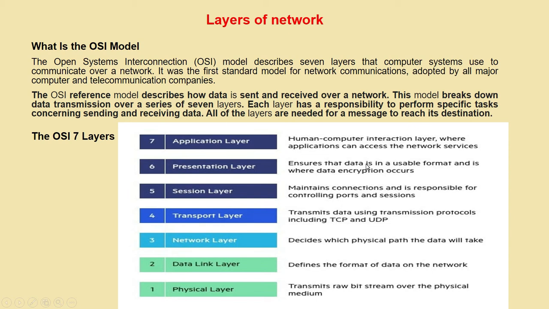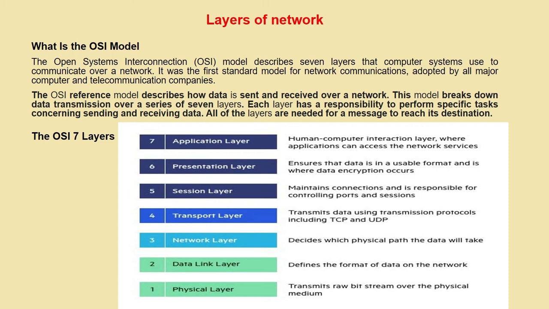Previously you have had lots of ideas about this OSI model, so here I am giving you just an overview of the layers of network. The physical layer transmits raw bit stream over the physical medium. The second layer, the data link layer, defines the format of data on the network. The third one is the network layer. It decides which physical path the data will take. For the fourth, the transport layer transmits data using transmission protocols including TCP and UDP.